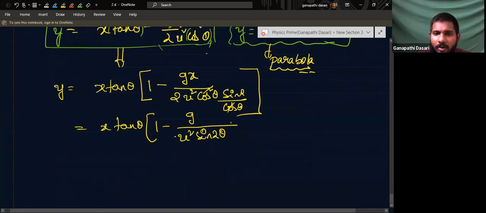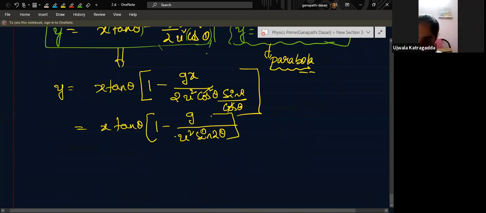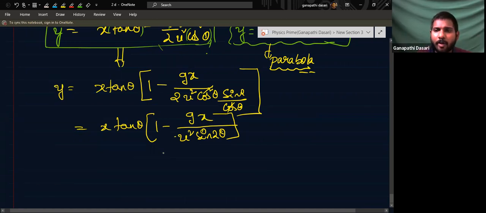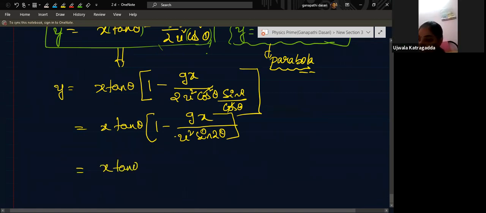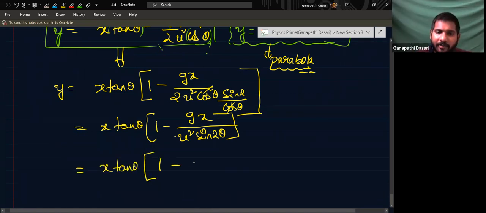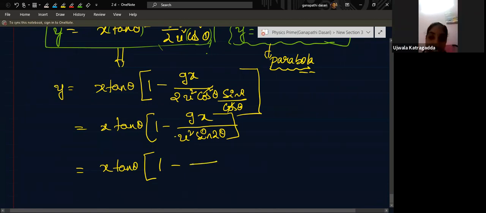Is it time of flight? This x is there already from the top. u square sin 2 theta by g is what? Did you forget? You need to revise. This is always a confusion I will have, sir. Range.